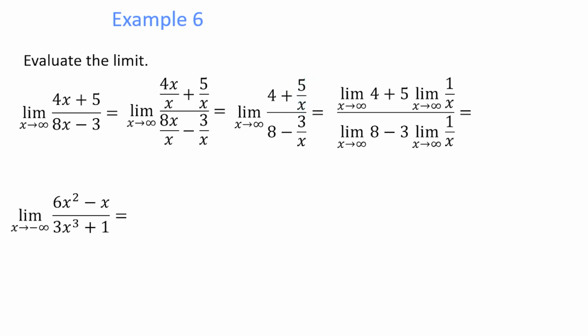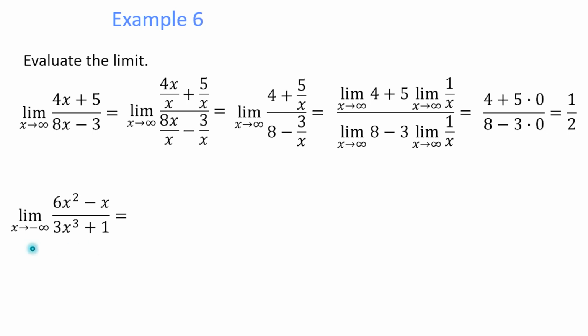Now, I know that the limit of a constant will be the constant value all the time. So for these two, I will have 4 and 8 for the limit. And here, the limit of the reciprocal function will be 0. So this is what I get: 4 plus 5 times 0 over 8 minus 3 times 0. These products are 0, so 4 over 8 is 1 over 2.